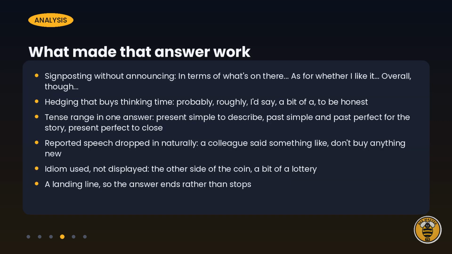So what made that work? Signposting without ever announcing a structure, hedging words like probably and roughly, which buy you thinking time and sound natural at the same time. A genuine range of tenses inside a single answer. Reported speech dropped in casually, idiom that is used rather than displayed, and a landing line so the answer ends instead of simply stopping.